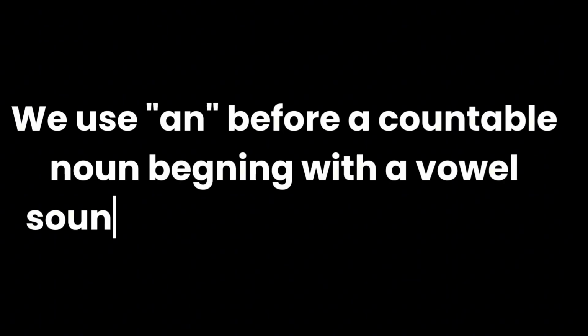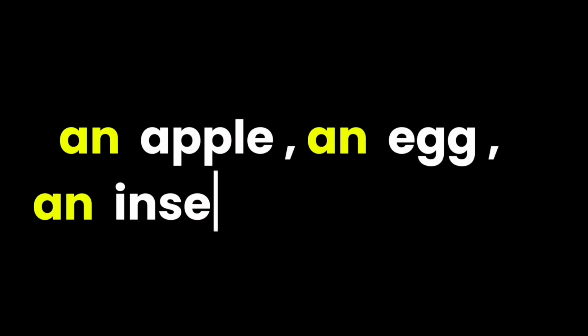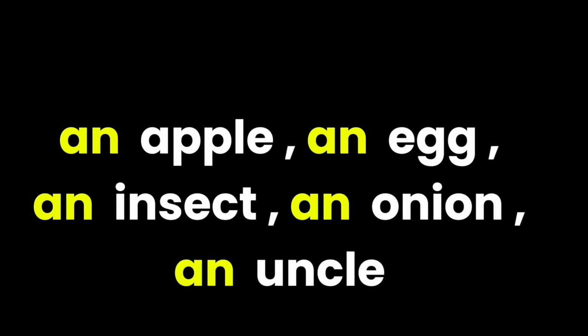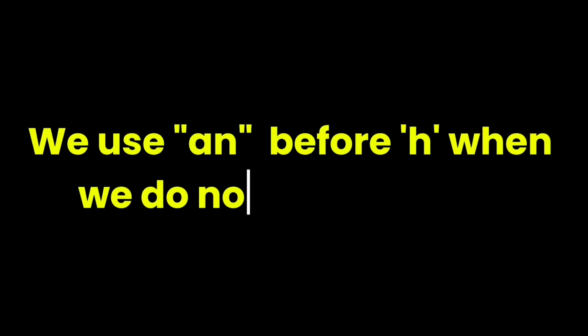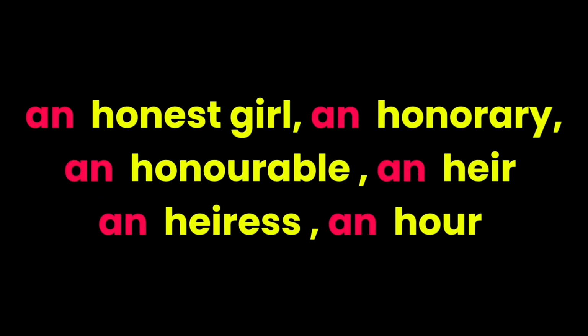We use an before a countable noun beginning with a vowel sound. Vowels are A, E, I, O, U. An apple, an egg, an insect, an onion, an uncle. We use an before words with h when we do not pronounce the h. Look at the following: an honest girl, an honorary, an honorable, an heir, an heiress, an hour.